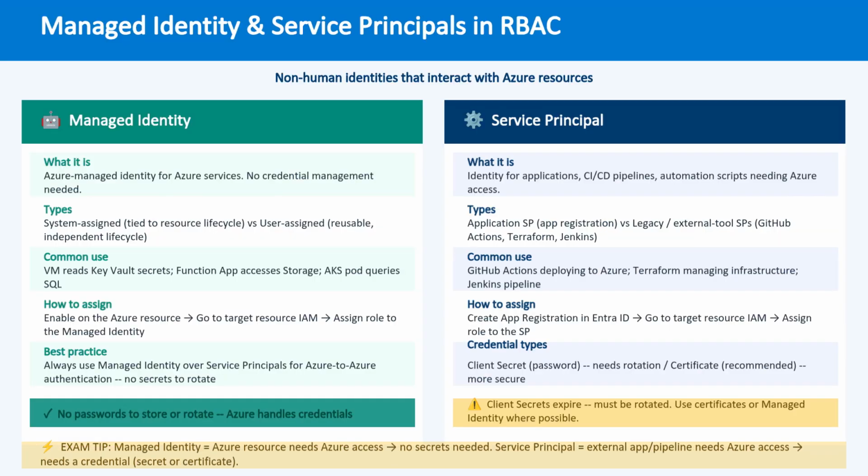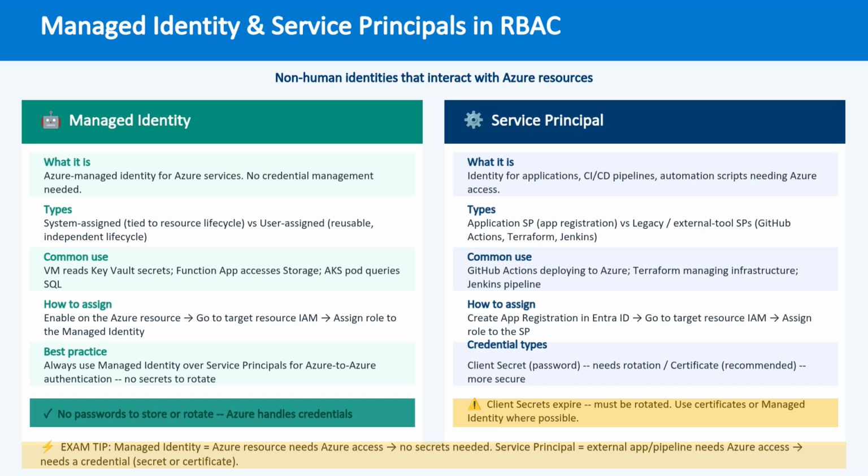Manage identity and service principals. This slide is about the non-human identities in RBAC, which is increasingly important as everything gets automated. Managed identity. When an Azure service, like a VM or a function app, needs to access another Azure service, like Key Vault or storage, you use a managed identity. There are 2 types here. First, system assigned, created with the resource, deleted when the resource is deleted.